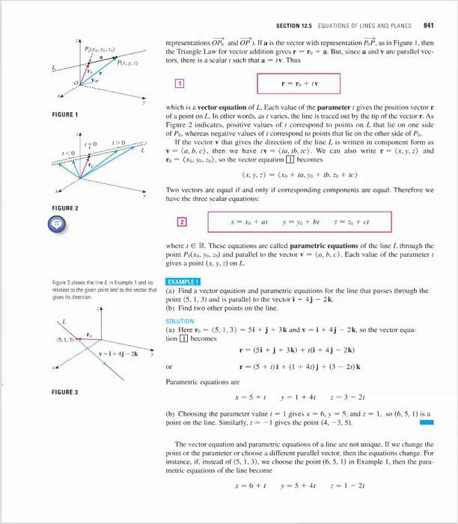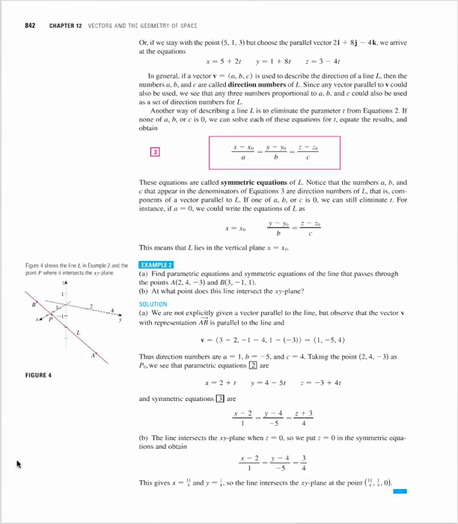Once you have those, there's any number of forms for the equation of the line. You absolutely need to be familiar with the vector equation, given at the top of 841, the parametric equations, given in the middle of 841, and the symmetric equations, given in box 3 in the middle of 842. You need to be familiar with these three different formats. You need to be able to shuttle between them.